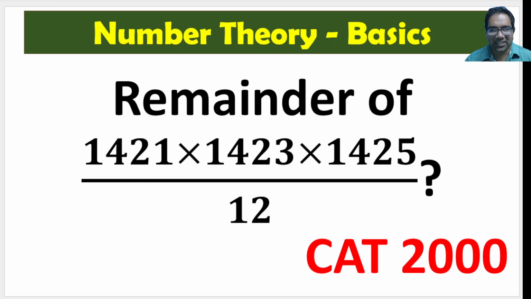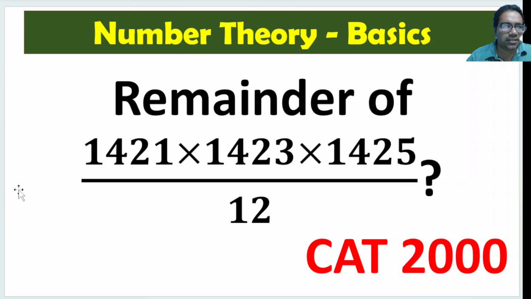Hey friends, here is a nice problem. 1421 into 1423 into 1425 divided by 12. What is the remainder? Obviously, we should not do this entire calculation manually. Then it will become very cumbersome.